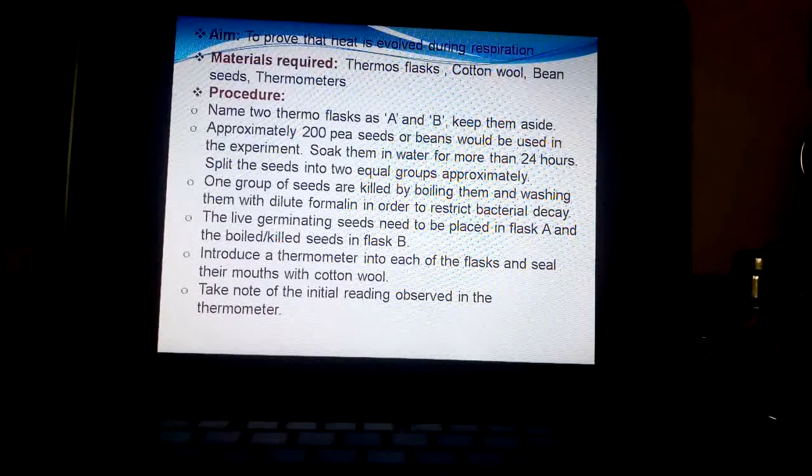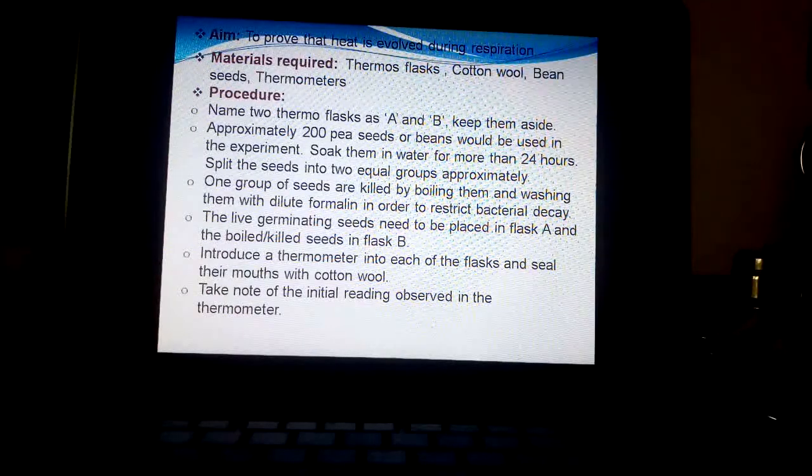Name the two thermos flasks as A and B. Keep them aside. Approximately 200 pea seeds or bean seeds would be used in this experiment. Got it? 100 seeds, soak them in water for more than 24 hours. And another 100 seeds we have to kill by boiling them. This is the procedure. Okay. So, 200 pea seeds soaked for more than 24 hours. Split the seeds into two equal groups approximately.